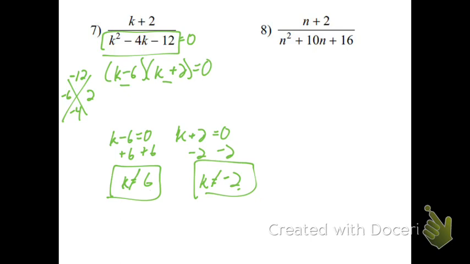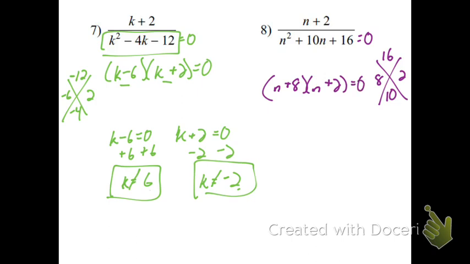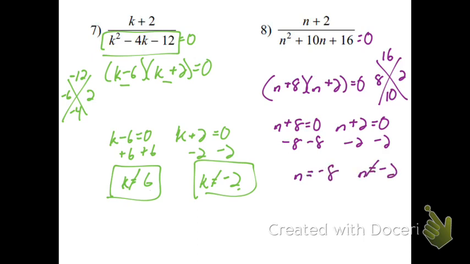Same thing on number 8. I'm going to use my bubble method here when I set this equal to 0. Two numbers multiply to 16 and add up to 10. I believe that's 8 and 2. So I'd have n plus 8, n plus 2 equal to 0. So I'm going to set each of those equal to 0. N plus 8 equals 0. N plus 2 equals 0. I'm going to subtract 8, subtract 8, subtract 2, subtract 2. I get n is equal to negative 8, and n is equal to negative 2. I'm going to put a slash through those because that's what n cannot be. N cannot equal those two values. Those are the restricted or excluded values.